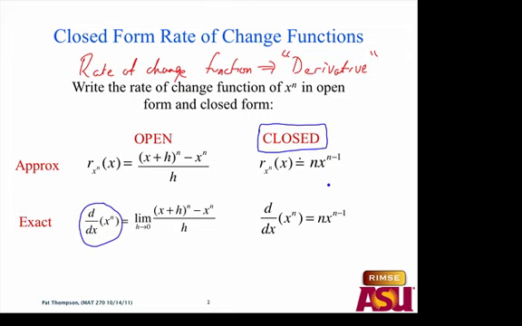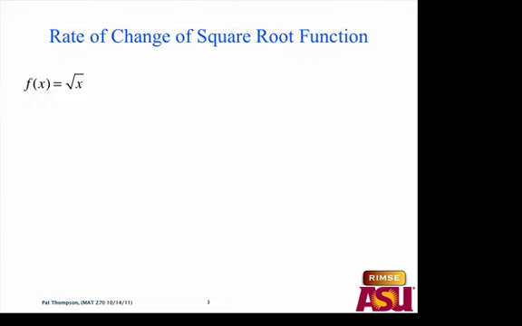Okay. Any questions on the overview here? Make sense? Okay, so let's do the square root function. So our goal is to find a closed form for the rate of change of the square root function. You write down the first step. Go.